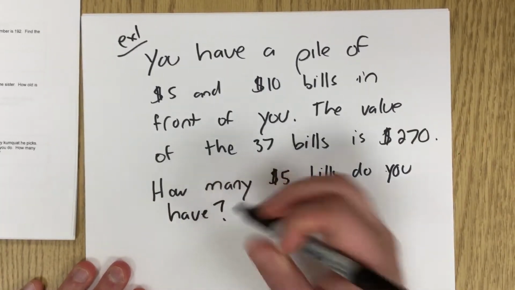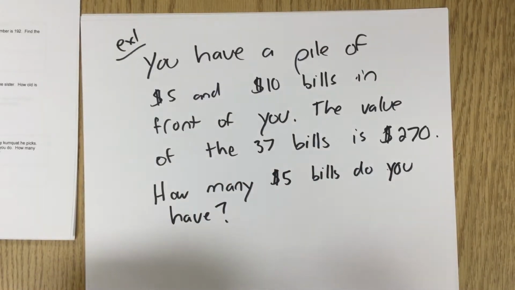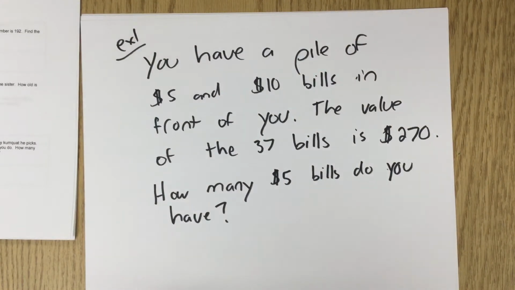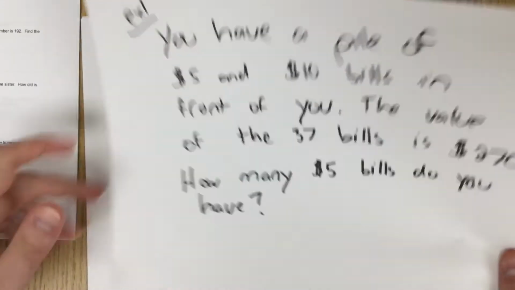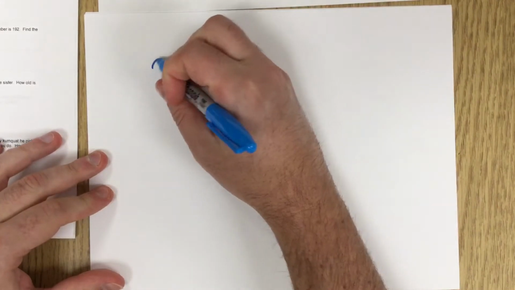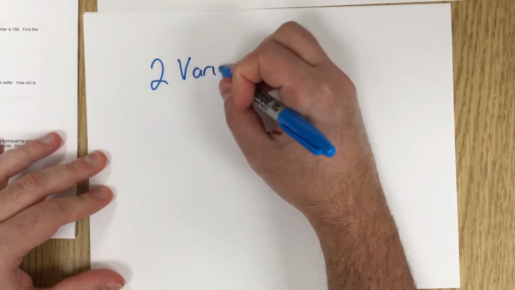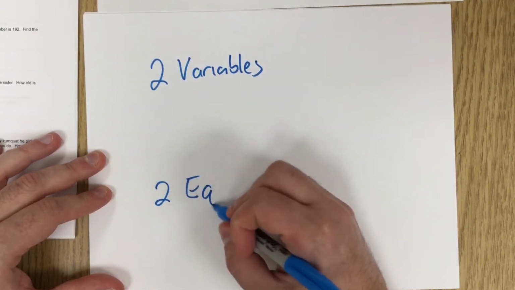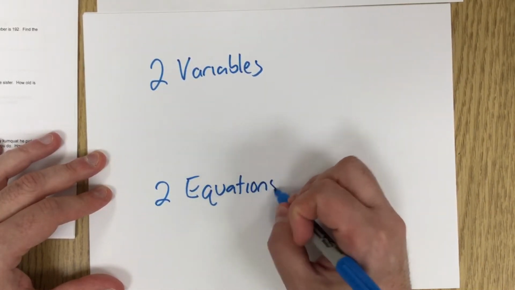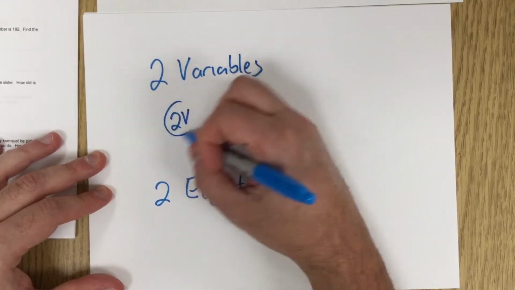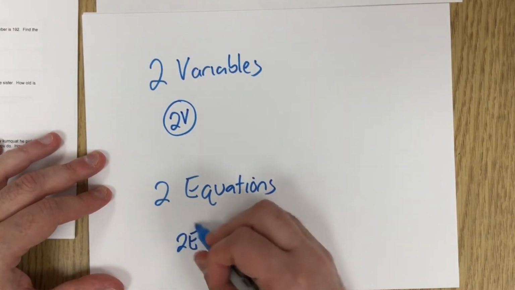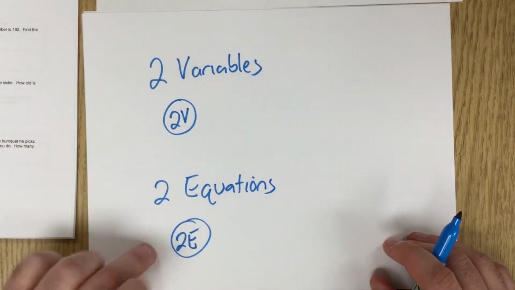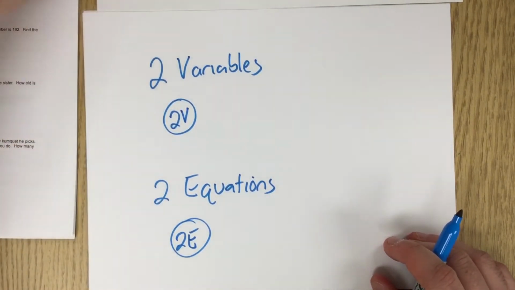Now, for every one of these questions, we're going to do the exact same thing. For every one of these questions, we're going to want to have two variables, and we're going to want to have two equations. So we're always going to define two variables, and we're going to write out two equations. That's our goal for each one of these things.